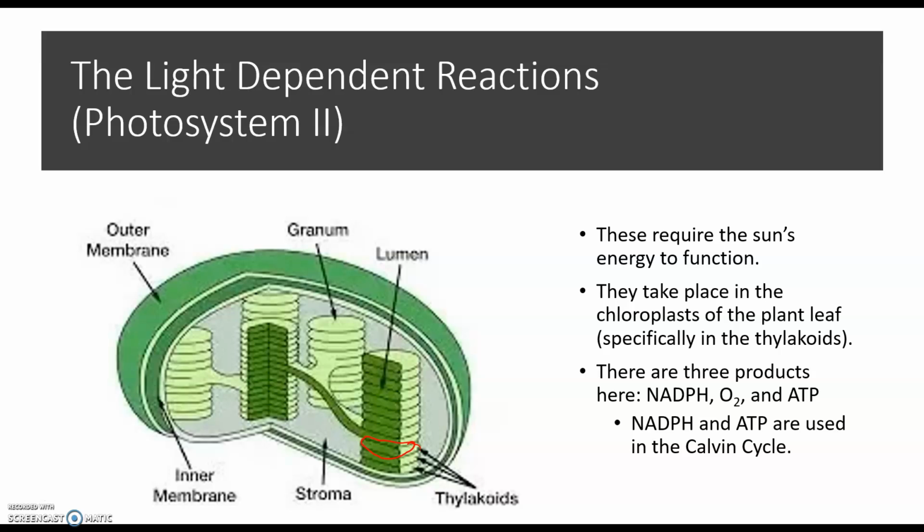Another important part of the chloroplast we're going to look at is this part here called the stroma. The stroma is all of the space inside of the chloroplast, but outside of the thylakoid membrane system. We're going to talk about it more when we get to light independent.